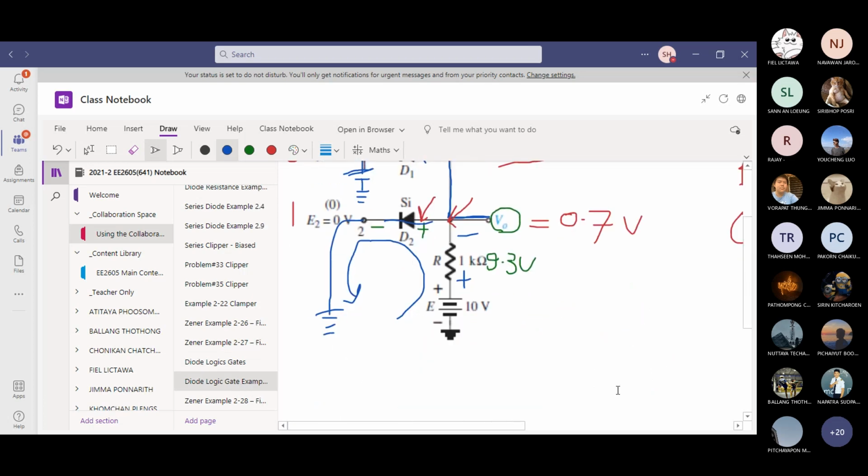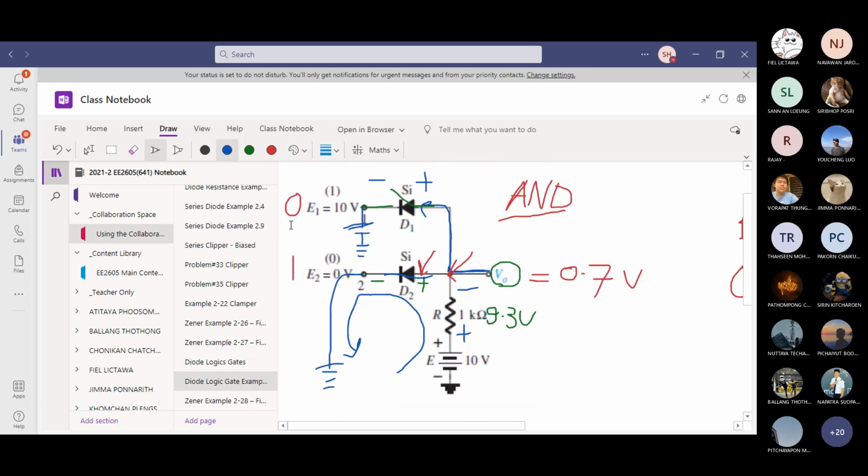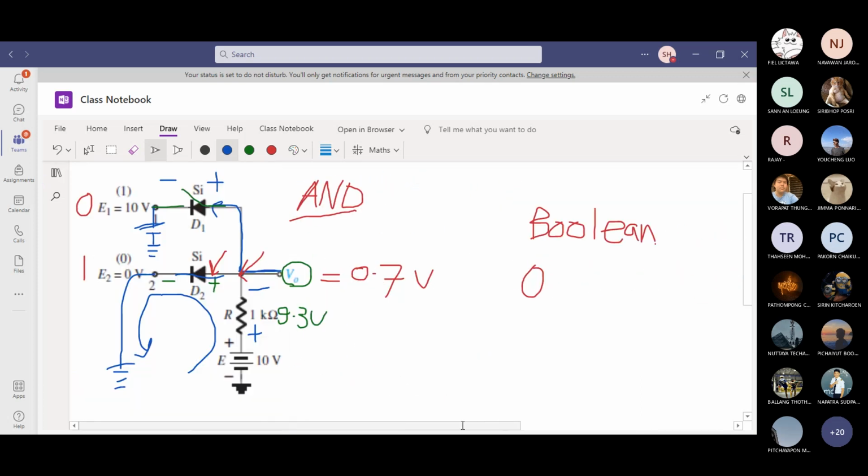This one, 1, 0, but the output is still 0. So this is an AND gate. There are more problems like this. I remember in your chapter, not the example, but the exercise at the end of the chapter, problem number 18 and problem number 20. These problems are quite good to practice.